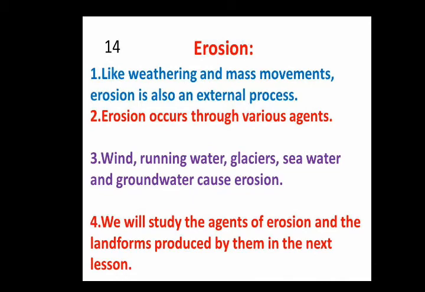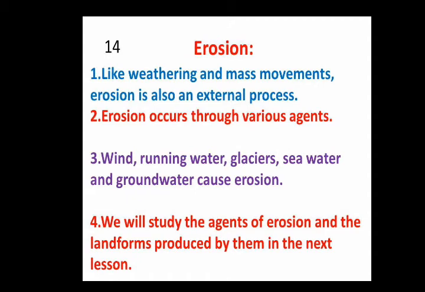Agents of erosion are wind, running water, that is river water, glaciers, sea water, and groundwater. These are the five agents of erosion which bring changes on the earth surface and give rise to different landforms, cutting and separating existing ones and forming new landforms. Erosional work, transportational work, and depositional work we are going to study in the next chapter. Don't forget the agents of erosion: wind, running water, glacier, sea water, and groundwater cause erosion.